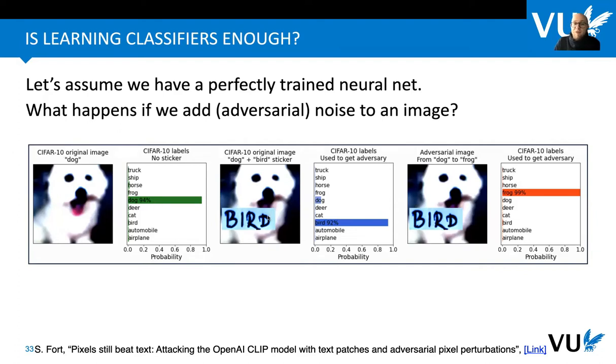But suddenly, if we put a sticker on that, saying this is a bird, right? So suddenly, just adding these pixels, the model freaks out and says, "Oh, this is actually a bird," because the text says that this is a bird.